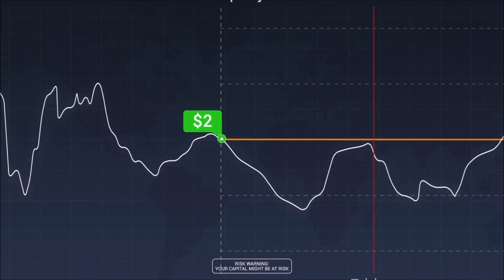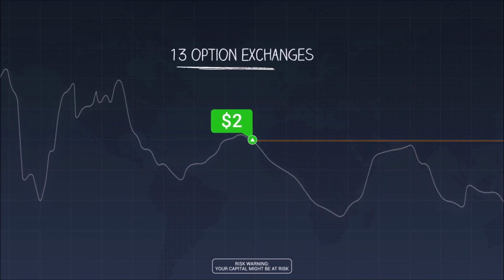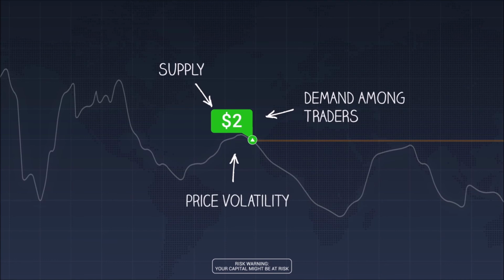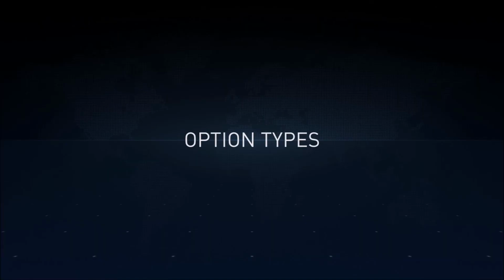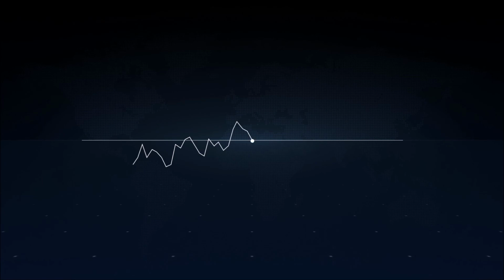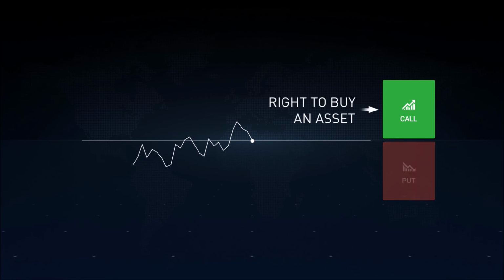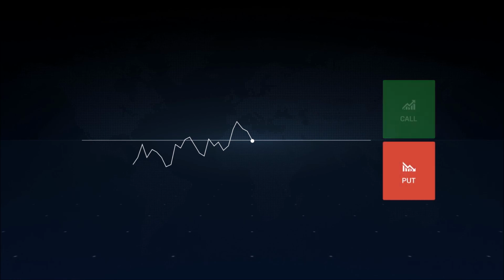The cost of options is determined by the market. We use 13 option exchanges. Market conditions depend on a combination of many factors: supply and demand among traders, price volatility in the past, time to expiration, and more. There are 2 main types of options: call options, calls, and put options, puts. A call option gives you the right to buy an asset. A put option gives you the right to sell an asset.